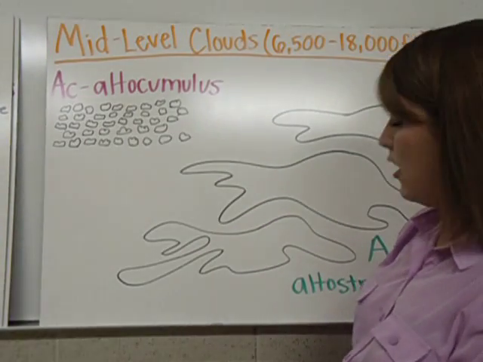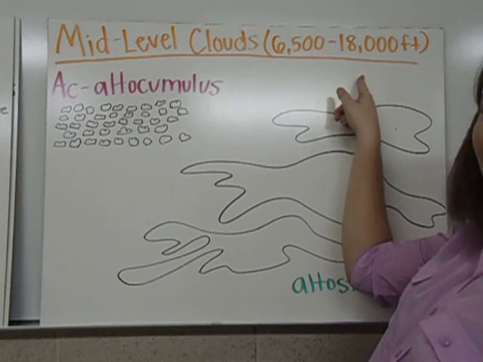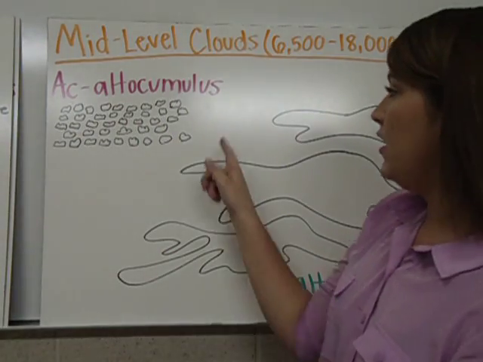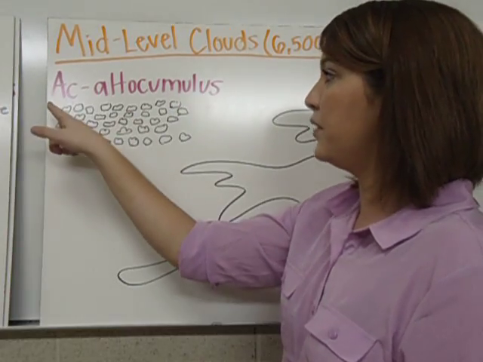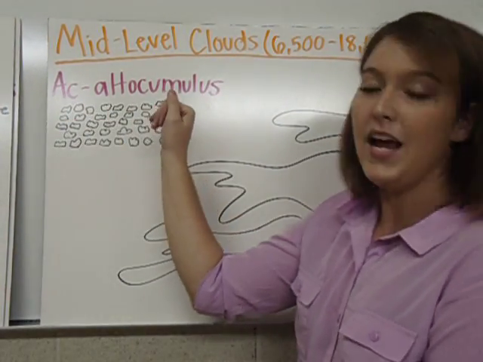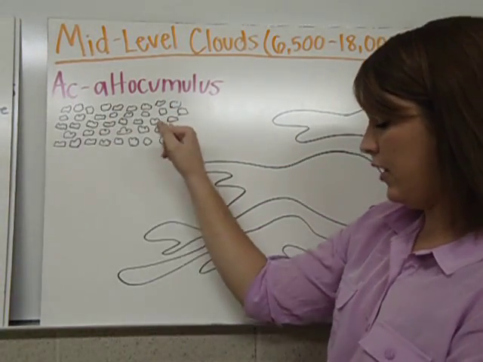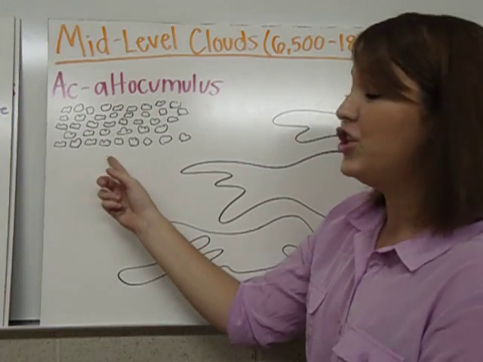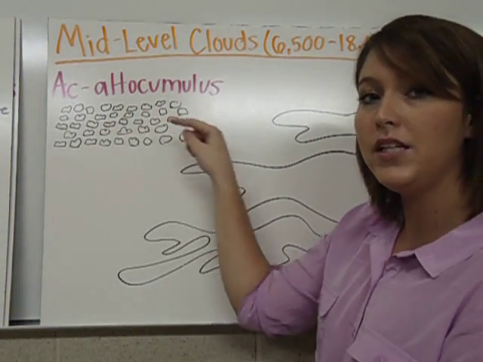The mid-level clouds are clouds whose bases start between 6,500 and 18,000 feet. The first are altocumulus clouds with the abbreviation AC. These clouds look like fuzzy bubbles, and they're usually seen in rows in the atmosphere. And they also have shaded undersides, so they're bright on top, and between the rows, you'll see shade.